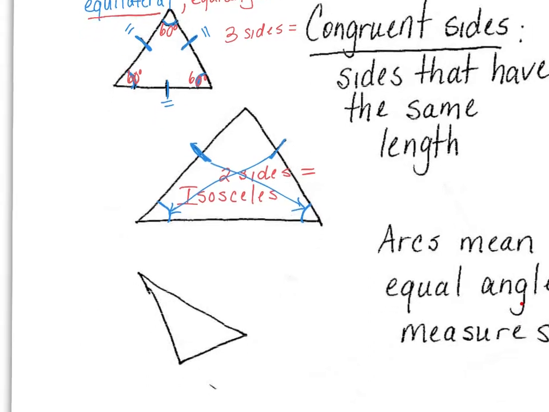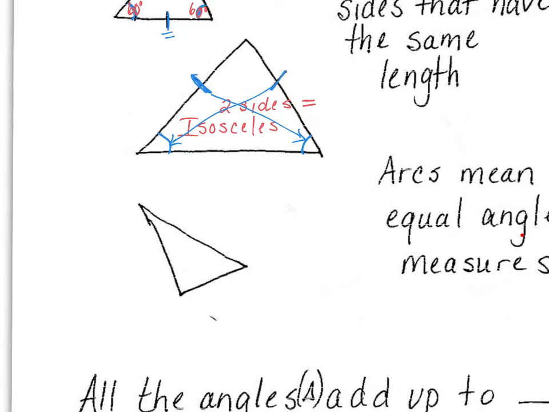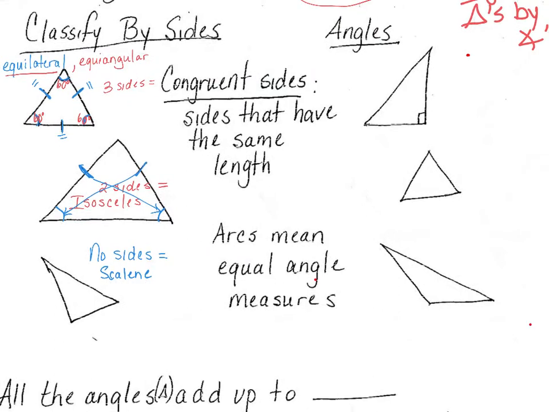And then look at this next one. How many sides are equal there? No sides equal. So no sides are equal. It's a scalene triangle. Okay, so you got 3, 2, and no sides congruent. Those are by its sides, but we also name a triangle by its angles.